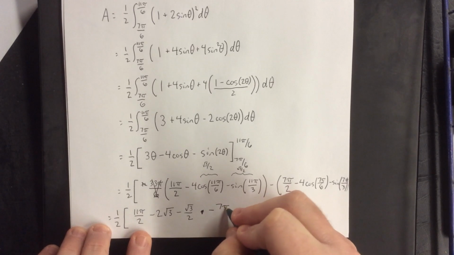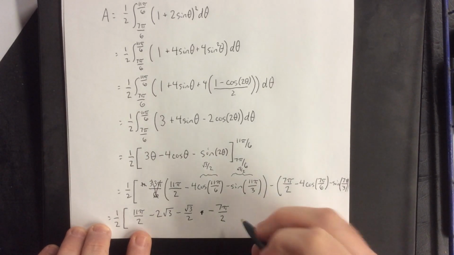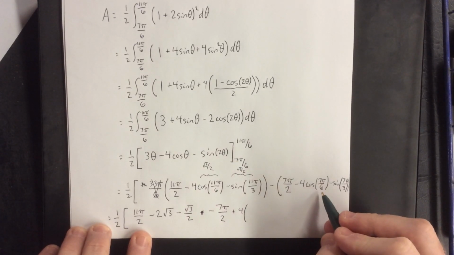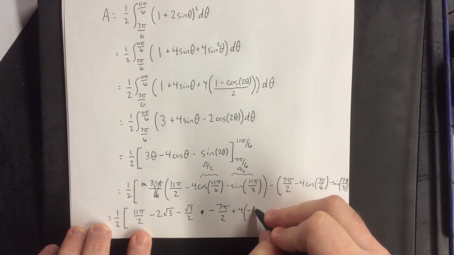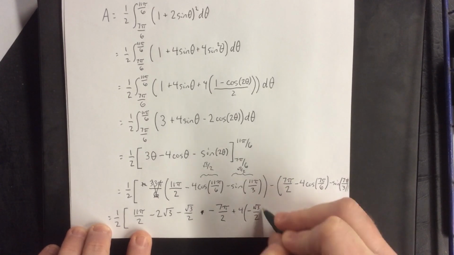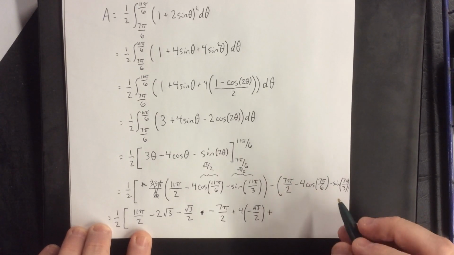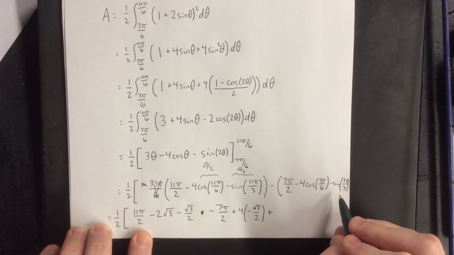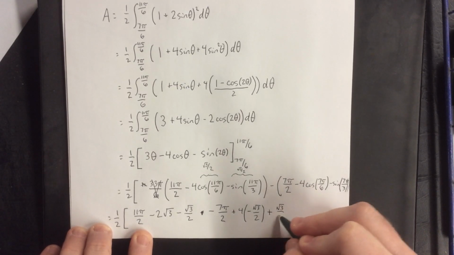minus 7 pi over 2. And that'll wind up being plus 4 times the cosine of 7 pi over 6. 7 pi over 6 is a quadrant 3 angle. That'll be negative root 3 over 2. Minus a minus, this will be plus the sine of 7 pi over 3. Coterminal to 7 pi over 3 would be pi over 3. Sine of pi over 3 is root 3 over 2.